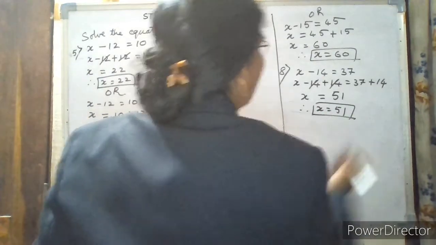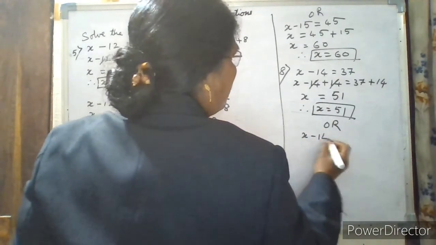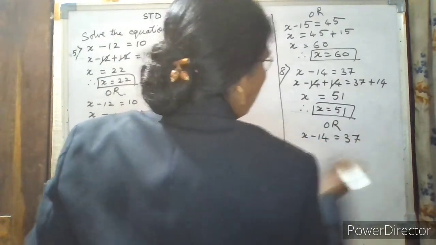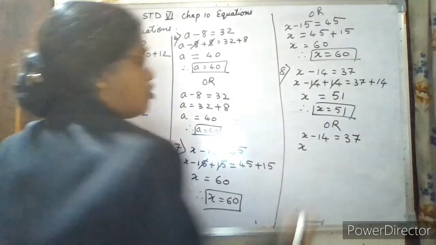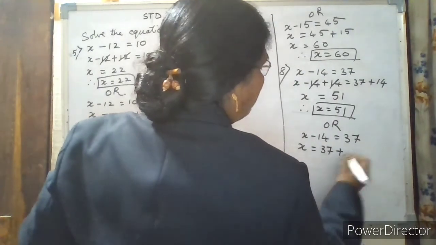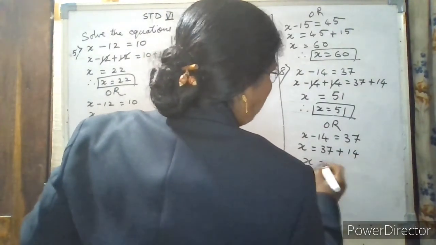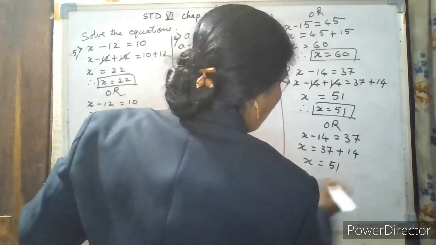Or second method. x minus 14 equal to 37. So x minus 14, transfer it to the other side. x is equal to 37, minus 14 it will be plus 14. So x is equal to 51. Therefore x value is equal to 51.